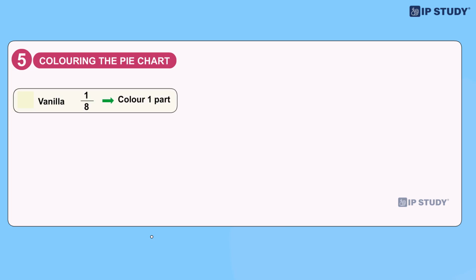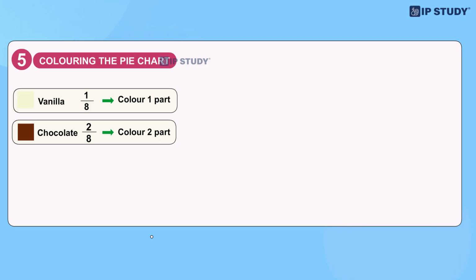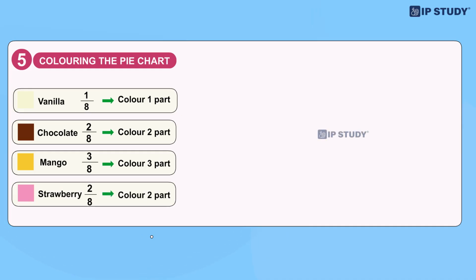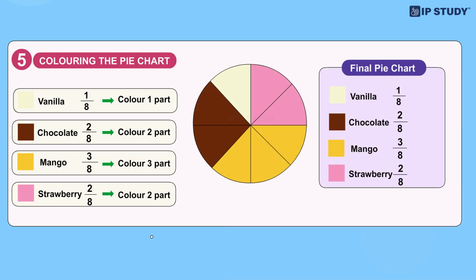5. Coloring the pie chart. We color the sectors according to each fraction. Vanilla, 1/8, color 1 part. Chocolate, 2/8, color 2 parts. Mango, 3/8, color 3 parts. Strawberry, 2/8, color 2 parts.